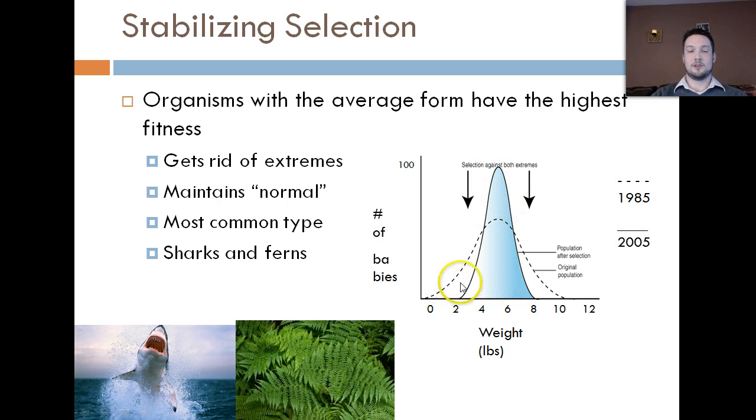So in this case, it's worse to be a freak, or it's worse to be out on the end of the spectrum. This is a cool example. This talks about birth weight in humans. The average birth weight for a baby is about 7 pounds. There are some babies born much smaller than that. We're not going to include premature births here. We're going to talk about normal full-term births.